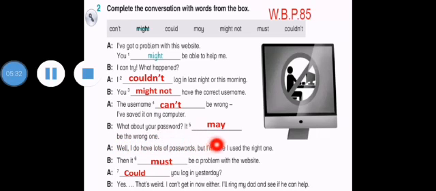A. Could you log in yesterday? Could, past ability or ability in the past. And notice here the use of yesterday. B. Yes, that's weird. I cannot get in now either. A. I'll ring my dad and see if he can help. Good answers, my wonderful students.